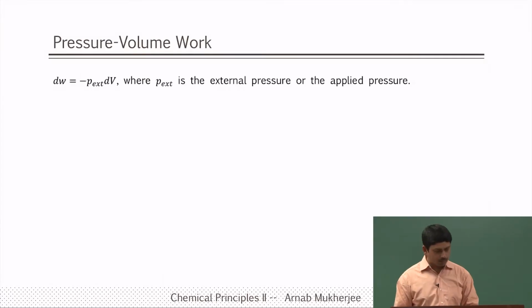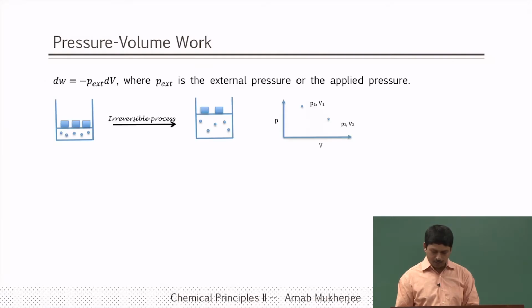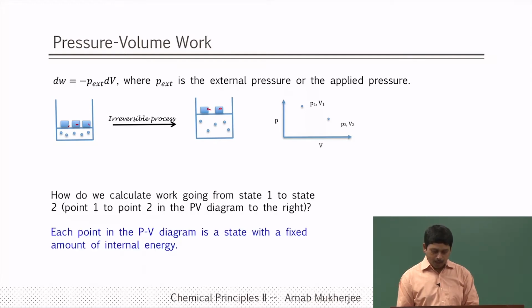Okay, let us do that through some example. So this is what we talked about. Here there were 3 masses, we suddenly changed to 2, and then we got different states. Now how do we calculate the work going from state 1 to state 2?